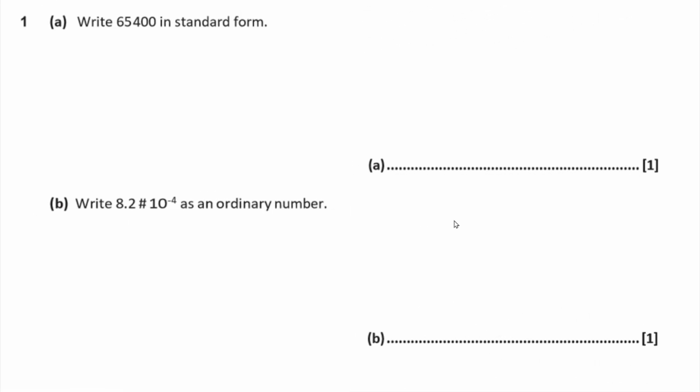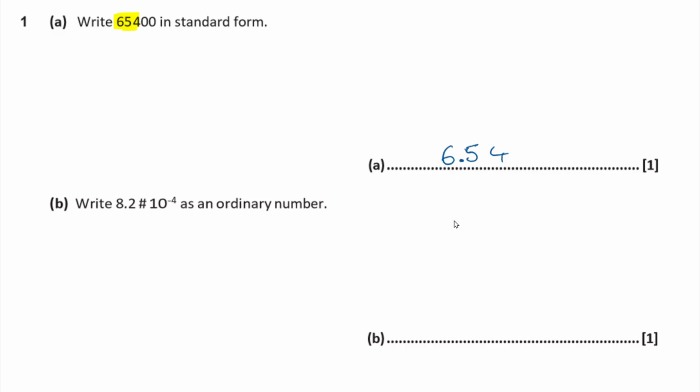Question 1a, write 65,400 in standard form. Well, standard form has two parts. It has a mantissa part, which is the digits of your number. It's the detail of the number if you think about it. And then that's rewritten as a number between 1 and 10. So I'm going to write the same digits down, 6, 5, 4, but I'm going to put a decimal point somewhere in that number so it ends up being a number between 1 and 10. So it goes there, 6.54.